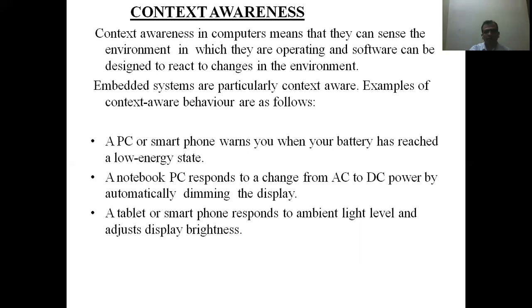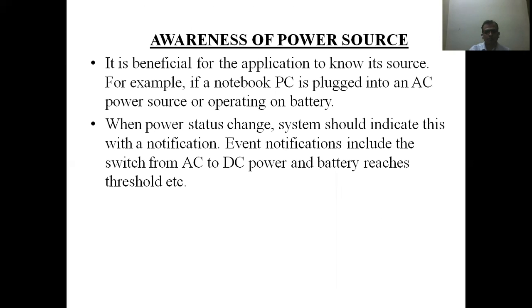We know that when you switch on the system, obviously a dim will occur. So it will tell us that the AC voltage is converted to DC power. A tablet or smartphone responds to ambient light level and adjusts display brightness. So a smartphone will automatically adjust to the surrounding light so that it is done in a proper way.